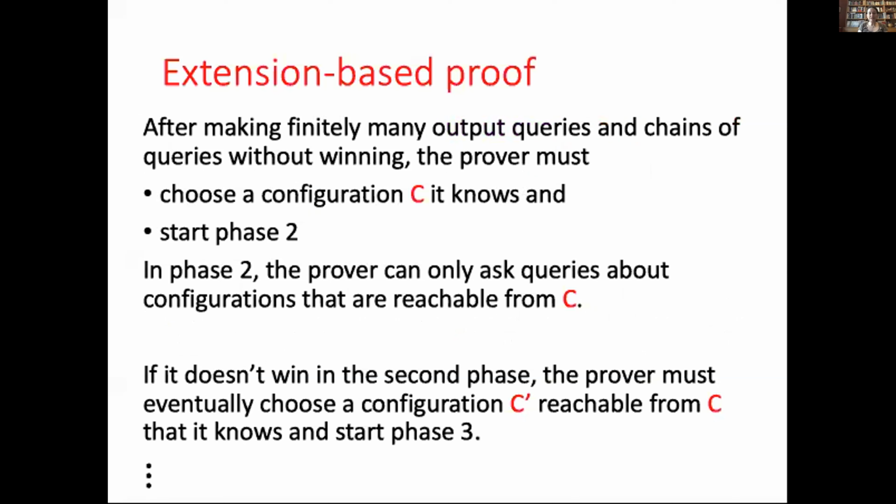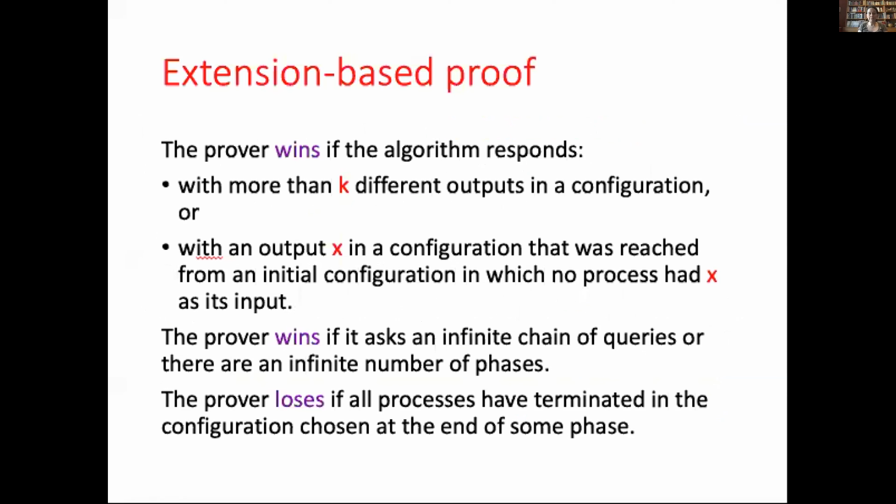After making finitely many output queries and chains of queries without winning, the prover must choose a configuration C it knows and start another phase. In the second phase, the only difference is the prover can only ask queries about configurations that are reachable from C. This keeps on happening until the prover cannot start a new phase, because all the processes of output values are terminated in the configuration it chose. In this case, the prover loses. However, if the prover can continue for an infinite number of phases, it wins.